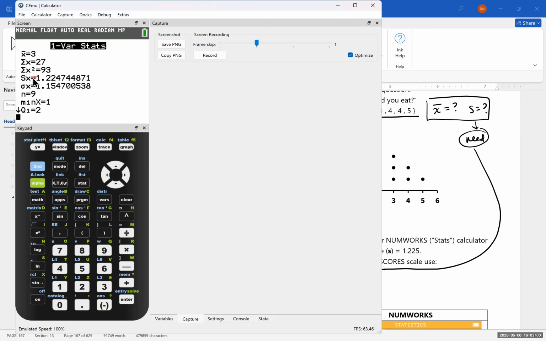Okay. But technically, we shouldn't calculate with rounded values. I kind of did a bad thing when I did this example. I used a rounded value and I shouldn't have. But I'm going to correct that in this video.